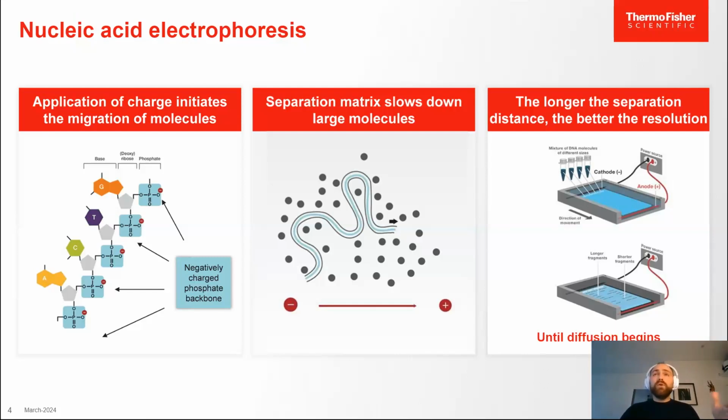And they have to go through this molecular net that agarose and polyacrylamide can create. So larger molecules will have a more difficult time moving through this matrix, so they will be moving slower, and smaller molecules will be moving faster. In that case, you get the separation by size.